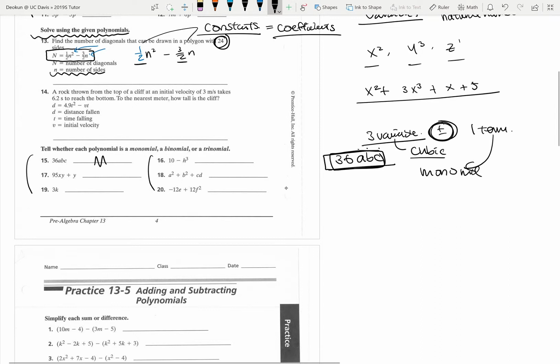Now there's a minus sign for 16, so it's going to be 2 terms, so binomial. 17, I see 1, 2 with the plus sign, so binomial. Number 3, 1, 2, 3. So there are 2 plus signs separating 3 terms, so it's going to be trinomial. This is monomial, this is binomial.